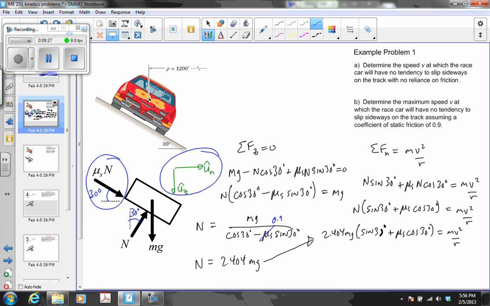Once again, the mass will cancel out. Skipping a couple of steps of algebra here, I can solve for v in the same way as I did before, and here's what we get: 345 feet per second, which converts to 235 miles per hour, a more realistic number.